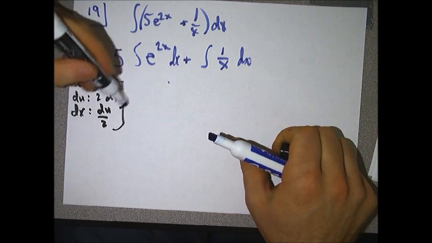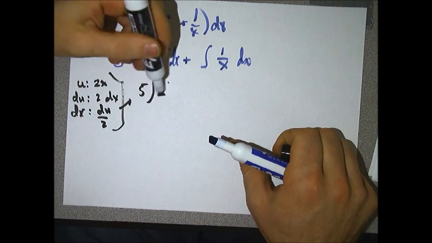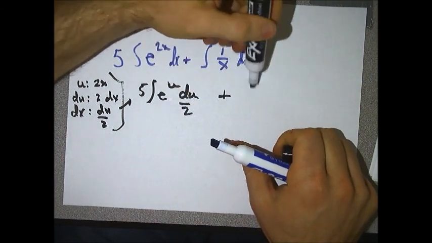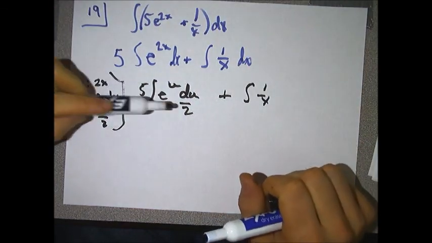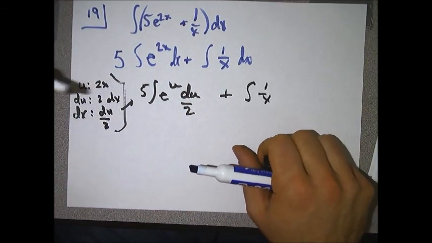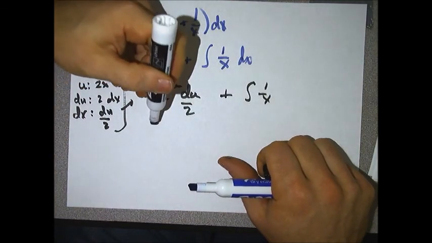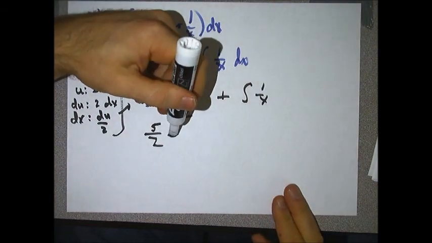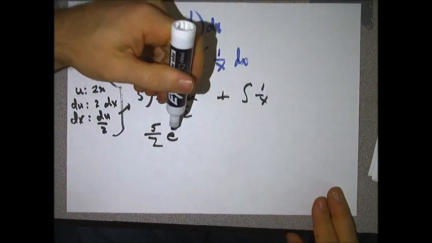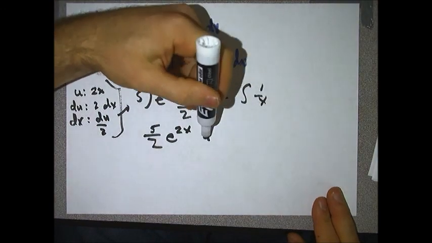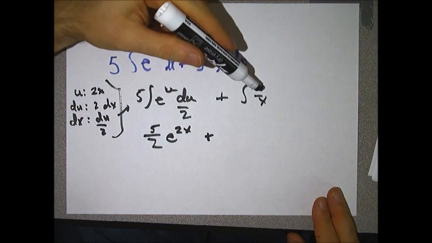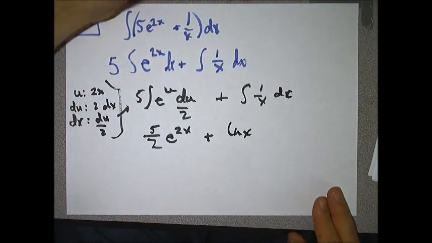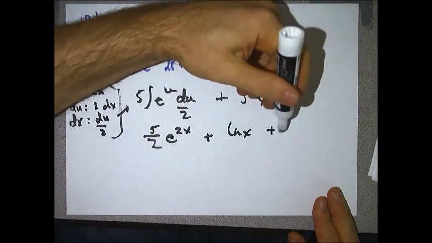Taking this and coming back up top is 5 integral e to the u du over 2. The 2 on the bottom means 1/2. So when I pull out the 1/2, I already have a 5 out front. So now I have 5/2, and then e to the u du. When you integrate e to the u, it stays e to the u. And u is 2x. Plus, when you integrate 1 over x, you end up with natural log x. And then there are no bounds in this problem, so plus c.